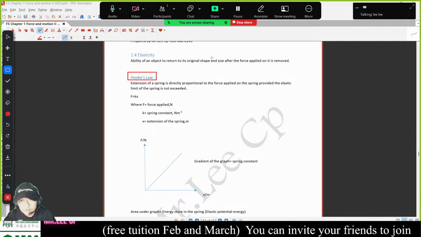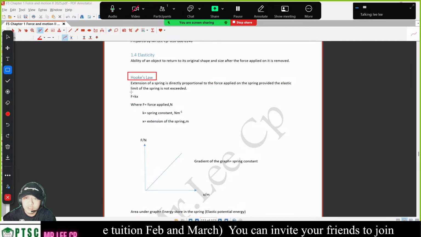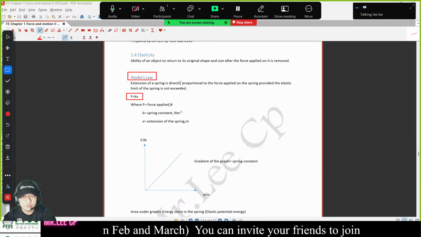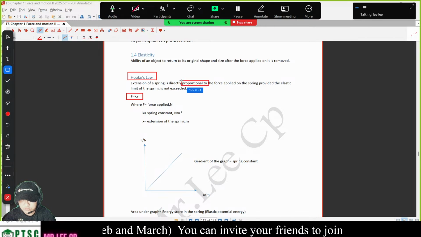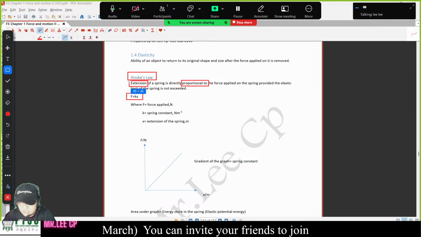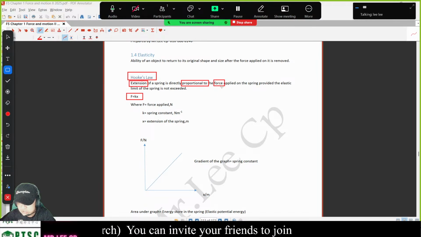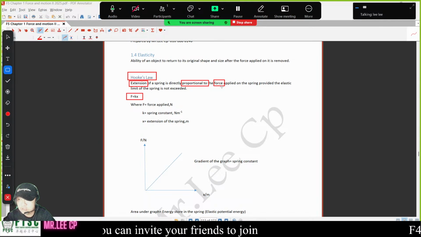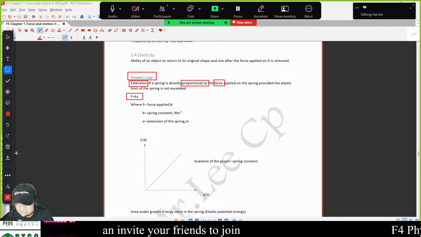Now, the formula for Hooke's law is very easy. F is directly proportional to x, the extension of the spring. Force is directly proportional to extension. This is the keyword. Of course, elastic limit, I will tell you what is elastic limit later.